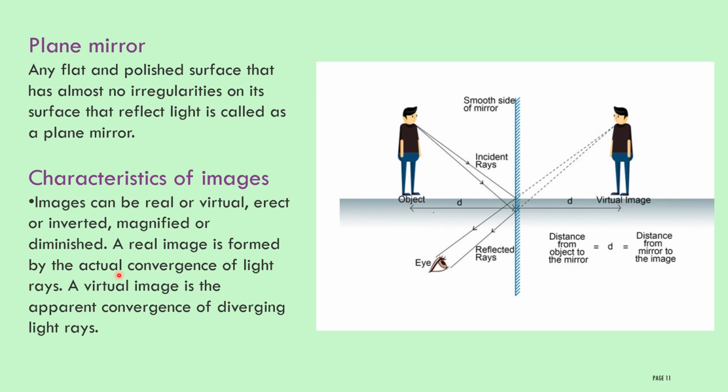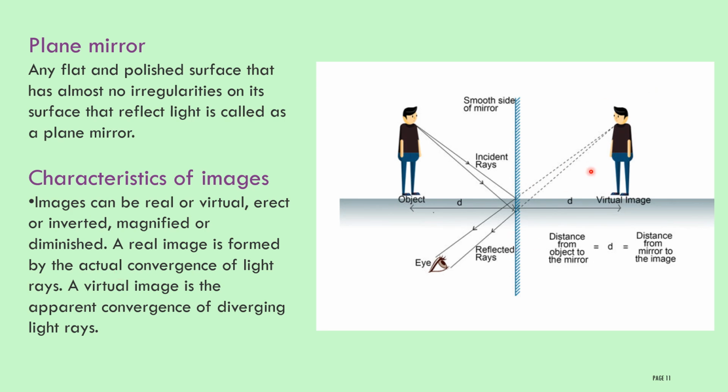In a real image, after reflection, the rays will meet at a single point. Convergence is nothing but, after reflection, the light rays meeting at a single point. After converging, we will get an image. That type of image we will call a real image.